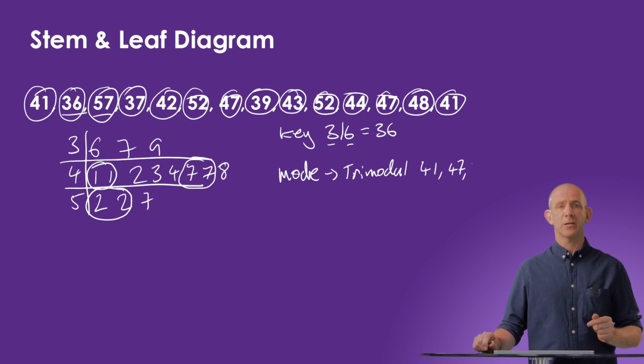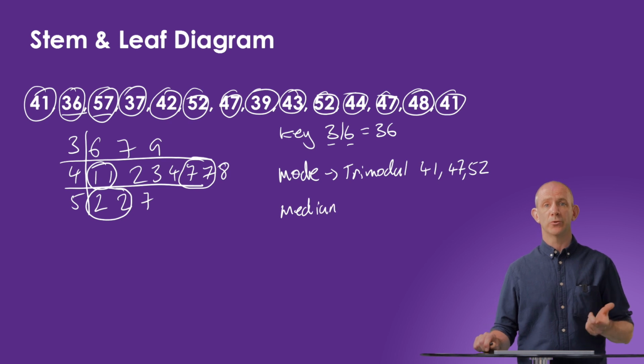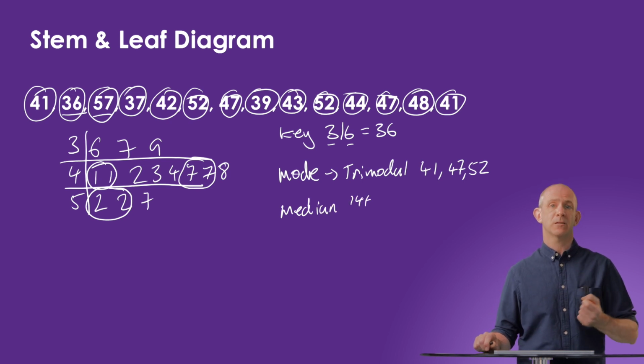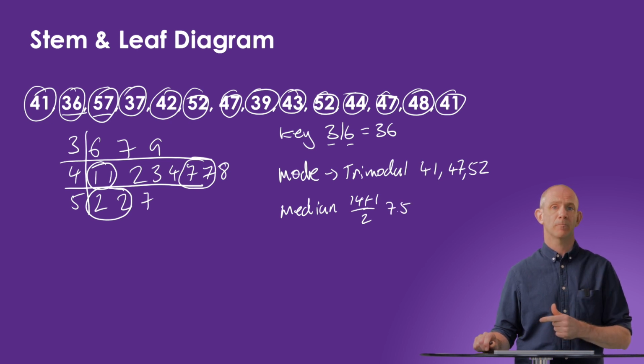If we were asked for the median, again we could tick off the data from either end, now that they're in order, or we can find the place of the median, which will be 14 plus 1 divided by 2 to get the 7.5th place. So we know it's between the 7th and 8th place, which will be between 43 and 44, so we add them together, divide by 2 to get 43.5.